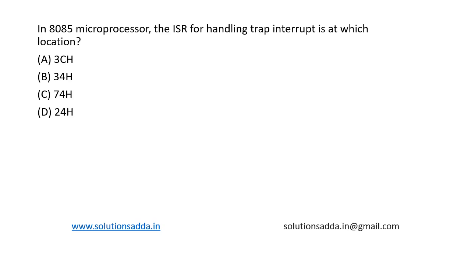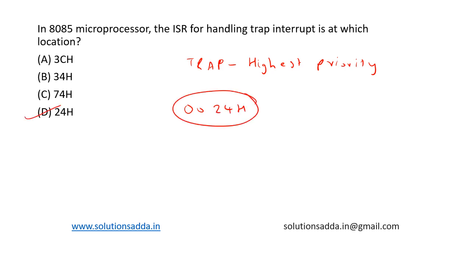This is a question from microprocessor. In 8085 microprocessor, the interrupt service routine for handling trap interrupt is at what location? Trap has highest priority in all interrupts. Trap cannot be masked, but it can be delayed using hold signal. This interrupt transfers the microprocessor's control to location 0024H. So based on the options, option D, 24H, is the right answer.